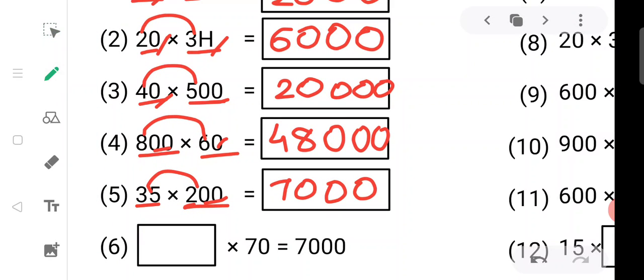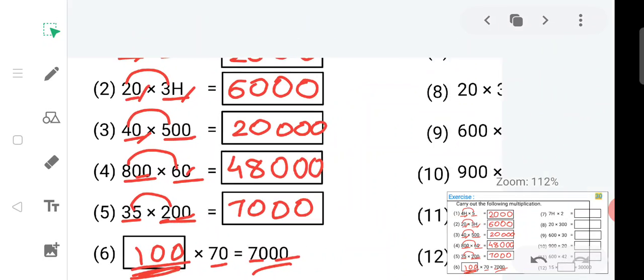Now see the next one. Here it gives a first box and then multiplied by 7 we get 7000. So see here, in the product after 70 how many zeros are there? 2 zeros. That means if you multiply 70 by 100, we get 7000. So here 100 comes in the box.